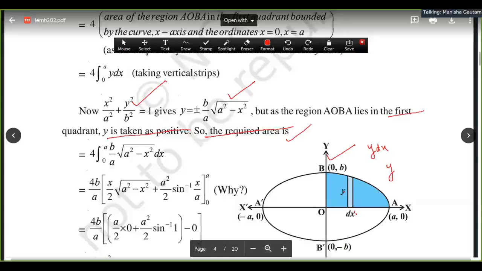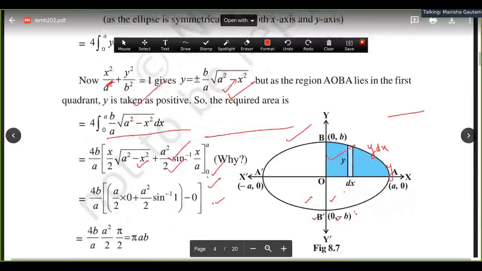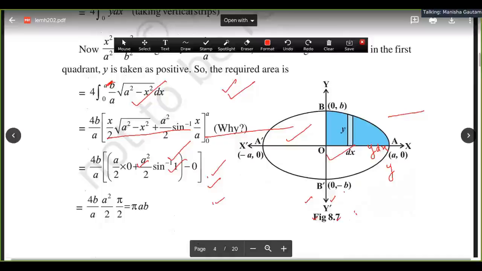So the required area will be equal to 4 times, because you want the area of the whole ellipse. The ellipse is symmetrical about the x-axis as well as the y-axis. That's why if you calculate the area of one part and multiply it by 4, we get the whole area of the ellipse. So 4 times y dx, where y is b upon a under root a squared minus x squared, with respect to x. Now apply the formula for root a squared minus x squared and apply the upper limit minus lower limit, first put a and then 0. We get the answer pi ab.